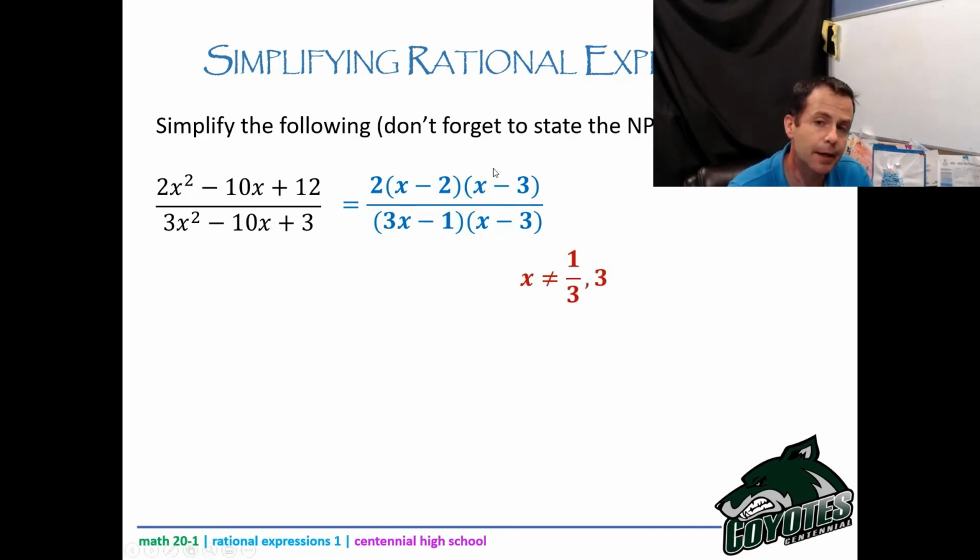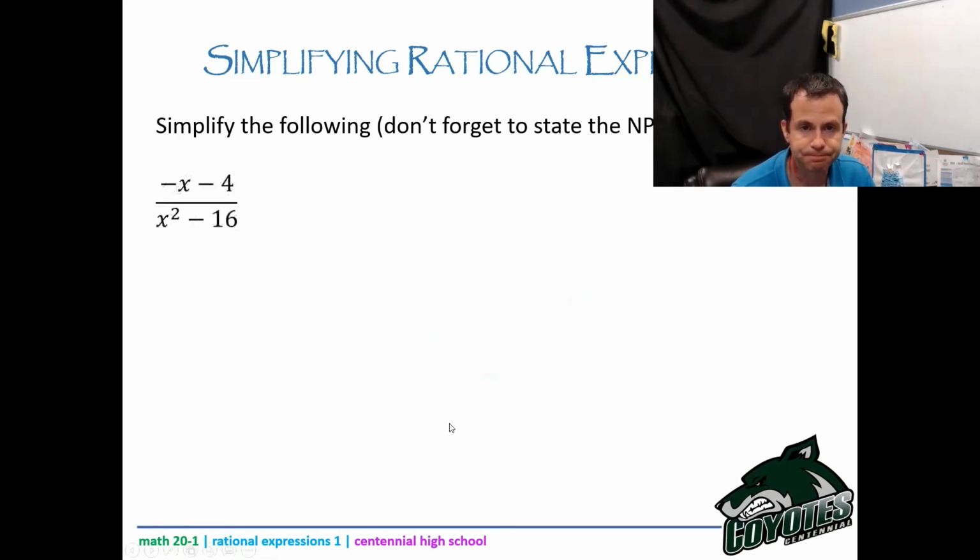Then I see that my x minus 3's will divide each other out, and I'll be left with 2 times x minus 2 all over 3x minus 1. Okay, 2 times x minus 2 all over 3x minus 1. Awesome. Now this last one, I've got negative x minus 4 over x squared minus 16.